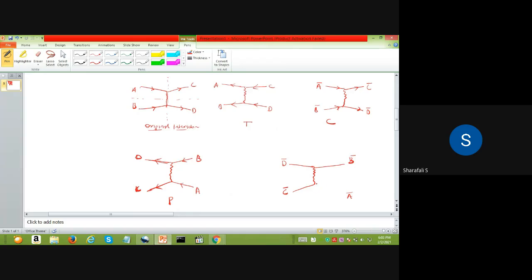In the parity operation, I will give that direction here. So this is what is happening. So in this case, you have to see it like this. Don't confuse this with this direction. I will explain this.